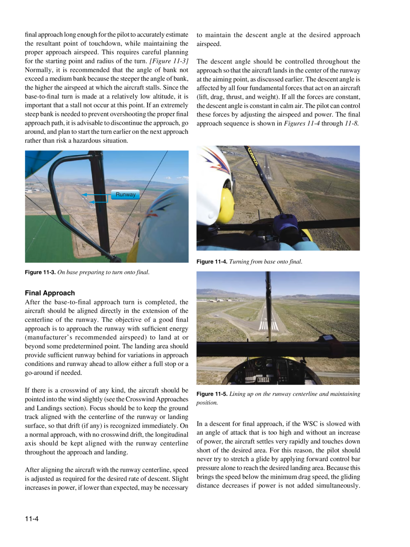In a descent for final approach, if the WSC is slowed with an angle of attack that is too high and without an increase of power, the aircraft settles very rapidly and touches down short of the desired area. For this reason, the pilot should never try to stretch a glide by applying forward control bar pressure alone to reach the desired landing area. Because this brings the speed below the minimum drag speed, the gliding distance decreases if power is not added simultaneously.